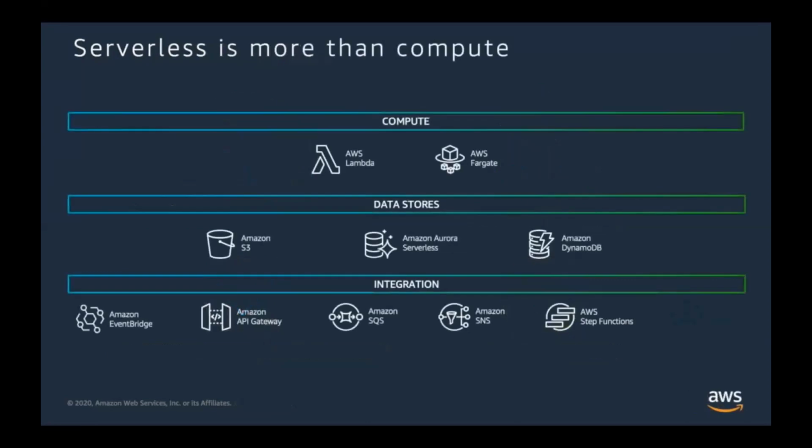So usually when we talk about serverless on AWS, the first thing that comes into our mind is AWS Lambda. Okay? But serverless is actually a lot more than AWS Lambda. If we take a closer look at this slide right here, it shows the different serverless services that we have across different categories. You can see here for compute, we have AWS Lambda and we also have AWS Fargate. For data store, we have Amazon S3, Amazon Aurora Serverless, and Amazon DynamoDB.